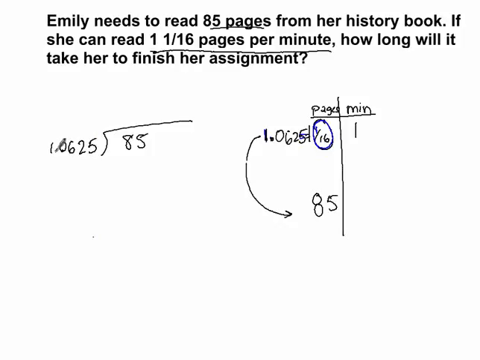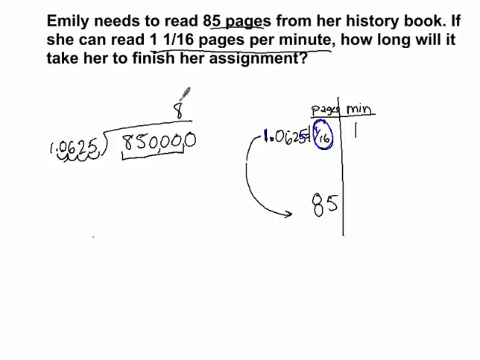1.0625. And we want to get rid of this decimal, multiplying by 10, 100, 1,000, or 10,000. So now our problem looks like 850,000 divided by 10,625. Even though it looks big, 10,625 won't go into 8, 85, 850, or 8,500. So we're going to go all the way to 850,000. And I know that it goes in 8 times.